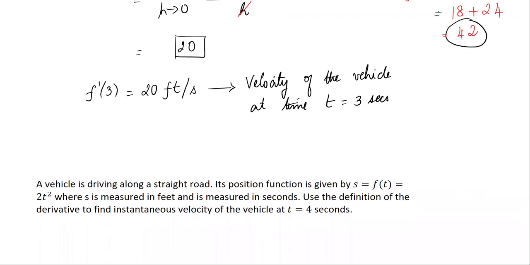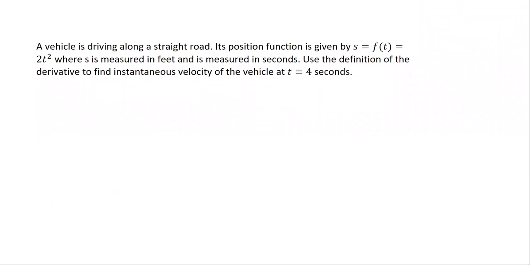Here's a similar problem. A vehicle is driving along a straight road. Its position function is given by s, which is f of t equals 2t squared, where s is measured in feet and t is measured in seconds. Use the definition to find the instantaneous velocity of the vehicle at t equals 4.